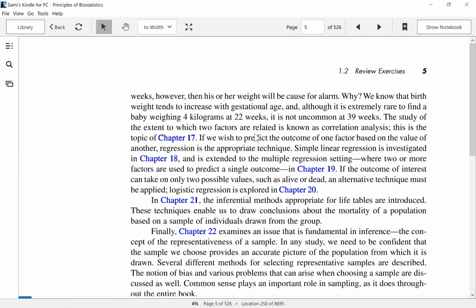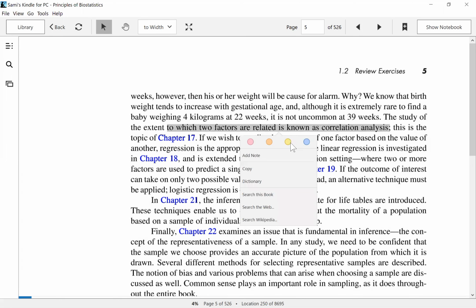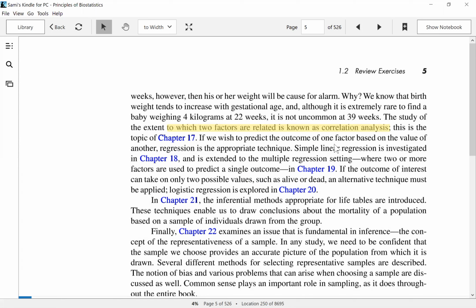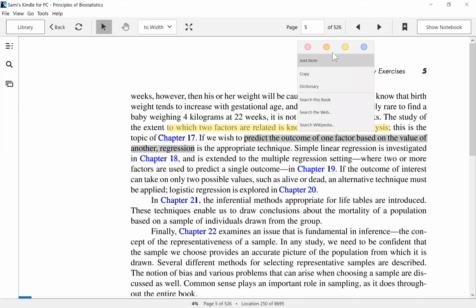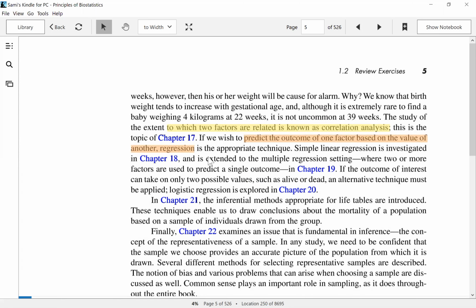Chapter 17 is which two factors are related, known as correlation analysis. So correlation. If you wish to predict the outcome of one factor based on the value of another, regression is the appropriate technique, where it's introduced in chapter 18, simple linear regression. In chapter 19, they have the multiple regression setting.